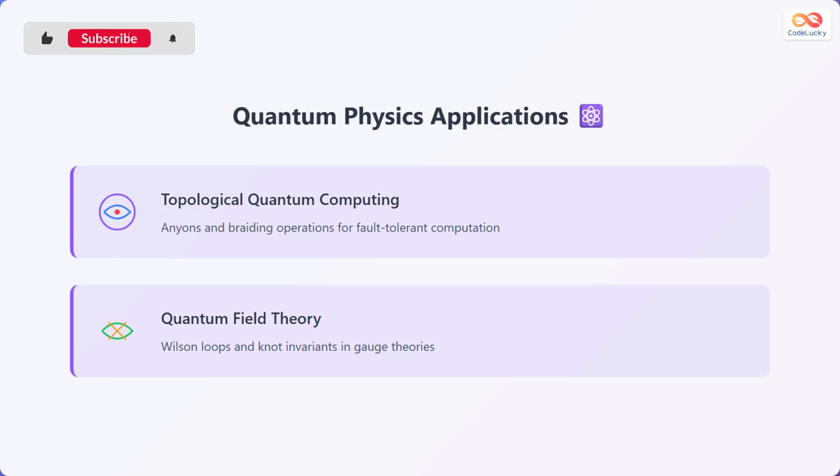Knot theory has emerged as a valuable tool in quantum physics. In topological quantum computing, anyons and their braiding operations are used for fault-tolerant computation. Additionally, in quantum field theory, Wilson loops and knot invariants play a crucial role in gauge theories.